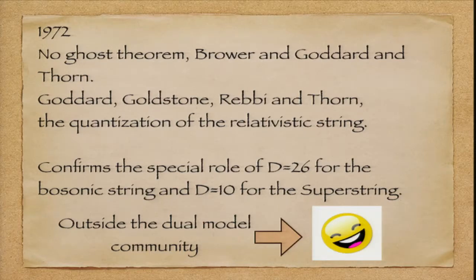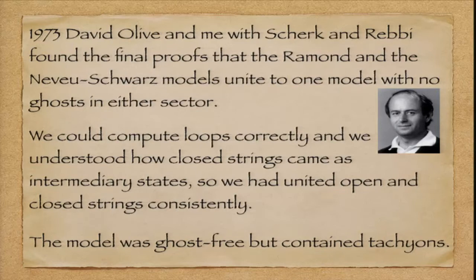At that time, my collaborator David Olive and I, we said, let's try to really formalize. Let's see if we can do this carefully and really see if this is a model which is working. And with some help from Scherk and Rebbi, we found the final proofs that the Ramond and the Neveu-Schwarz model really unite to one model. And there are no ghosts in either sector.